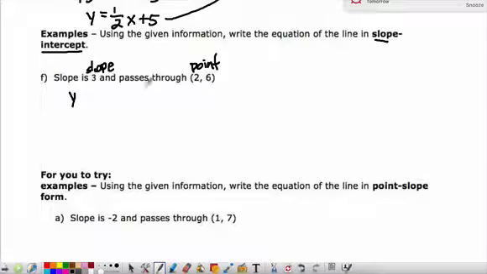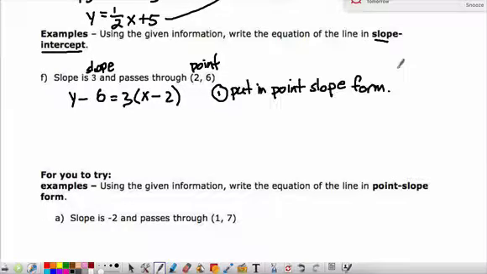So y minus equals the slope, and then x minus. So our y goes with y, it's right there. Our x goes with x right there. And there is our slope. So step number 1, put the equation in point slope form. Okay, step number 2 is we're going to simplify.